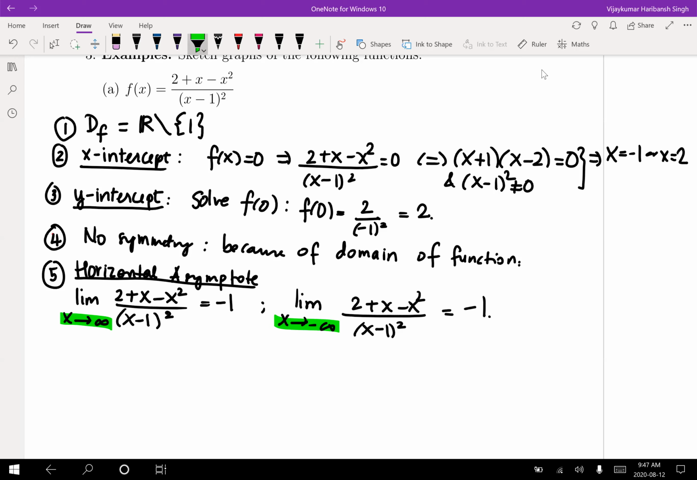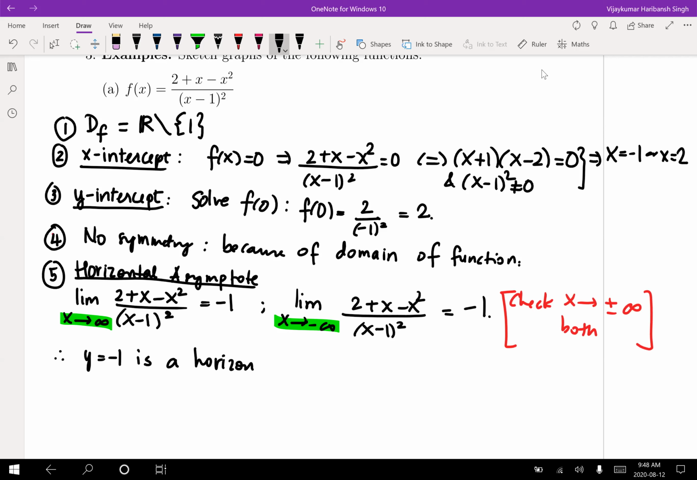So let me write that as a reminder. We should check as x goes to plus or minus infinity, both. So therefore, y equals -1 is a horizontal asymptote.